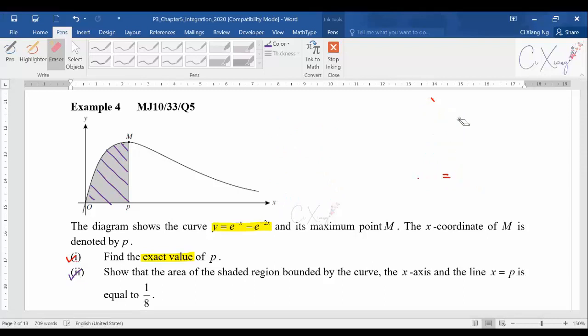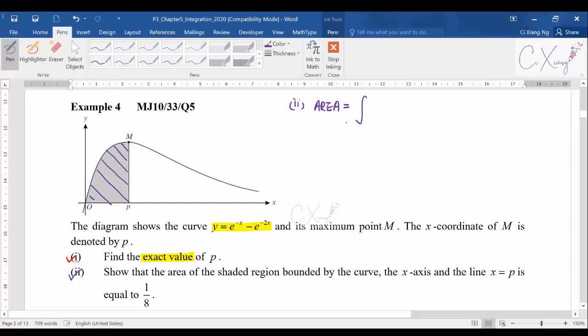Okay, so how can we apply the integration knowledge here? To get the area under the graph, this area is mainly covered by the x-axis, right? So usually I prefer to use dx. So integrate e power negative x minus e power negative 2x.